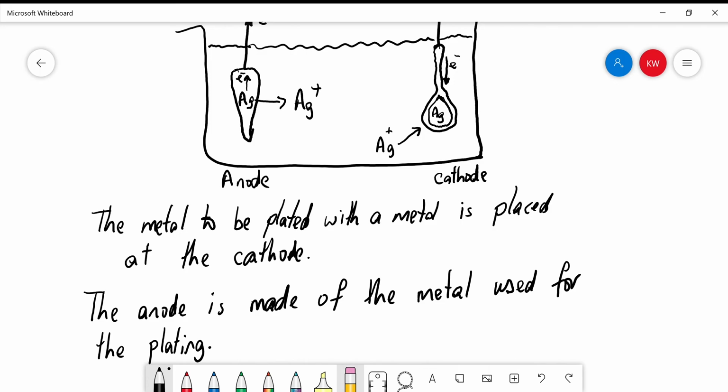So in this case here, the anode is itself a piece of silver. As the silver ions are produced by oxidation, they travel through the solution to the cathode. And at the cathode, they are reduced back to silver atoms and they stick to the metal being plated. I hope this provides some guidance into electrolysis.